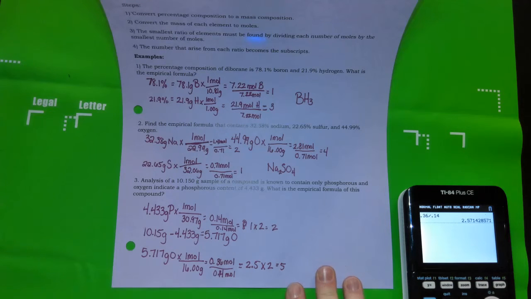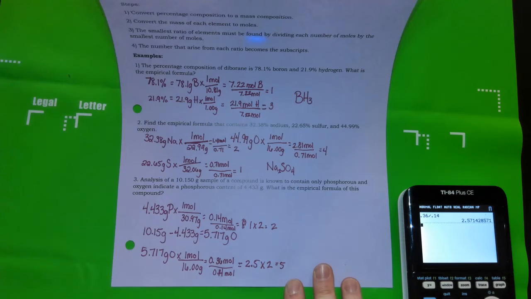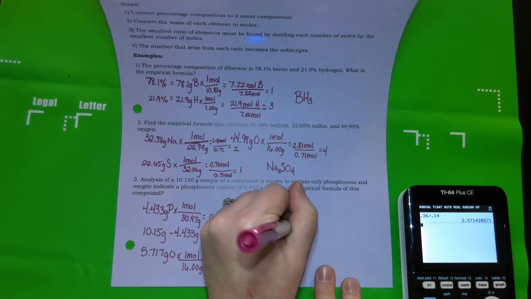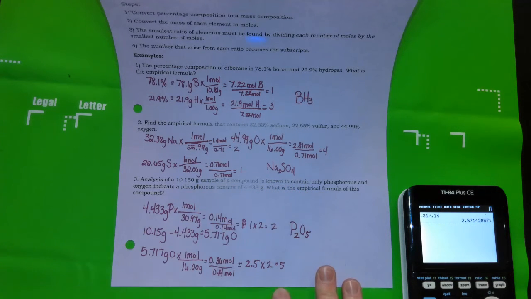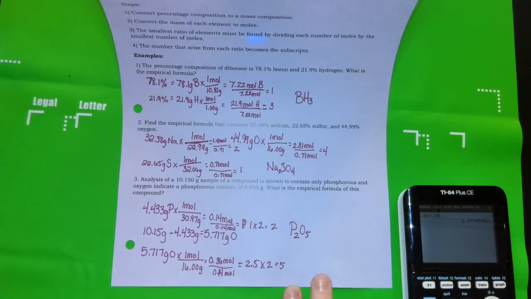I now have all my information to write my empirical formula just like the previous problems. So it becomes P2O5, because again, I couldn't have a partial oxygen in my final formula. And that is how you find your empirical formula.